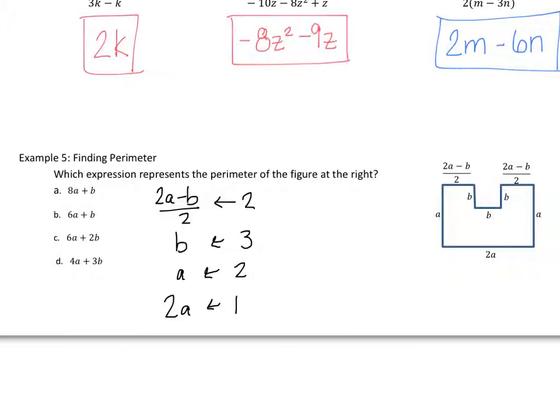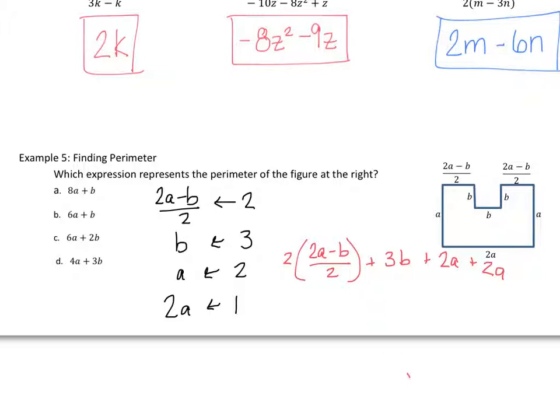So instead of writing this out as (2a minus b)/2 plus (2a minus b)/2 plus b plus, okay, instead of going like that, I'm going to say I've got 2 of (2a minus b) over 2. So I'm going to write it as 2 times (2a minus b) over 2 plus 3 times b plus 2 times a plus 1 times 2a. I'm just going to write it as 2a. Does that make sense? That we can write it like that? It's a lot less to write down. You guess so? Okay.